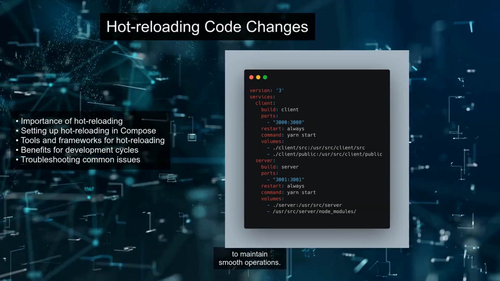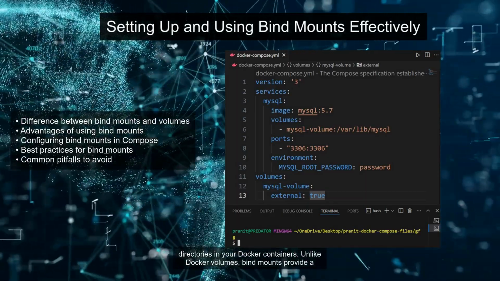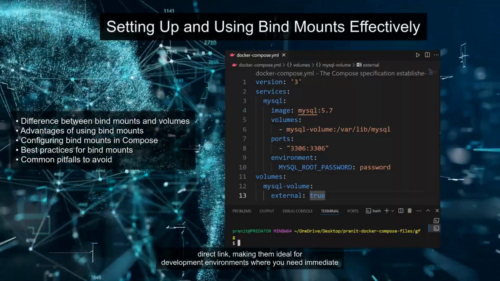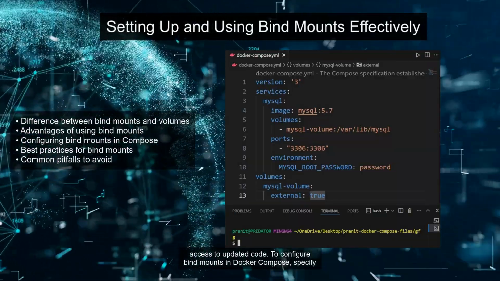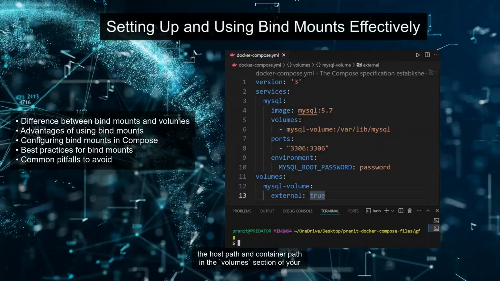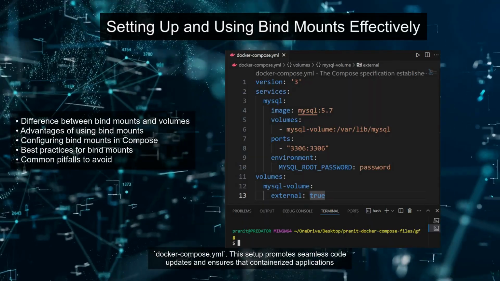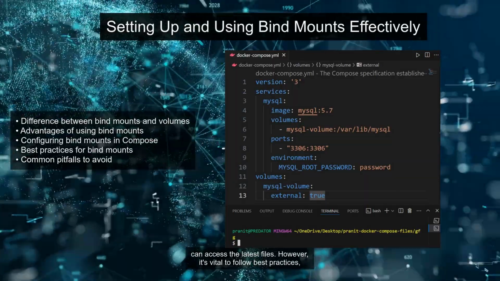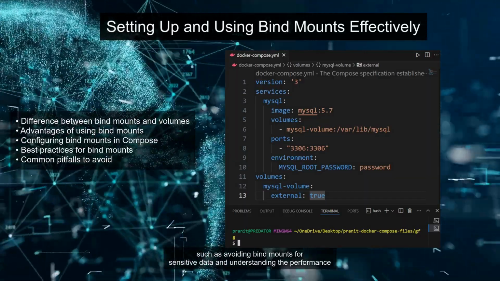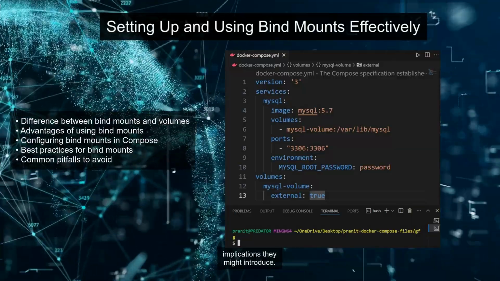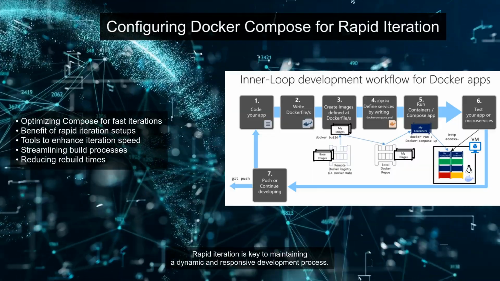maintain smooth operations. Bind mounts allow you to link directories on your host machine to directories in your Docker containers. Unlike Docker volumes, bind mounts provide a direct link, making them ideal for development environments where you need immediate access to updated code. To configure bind mounts in Docker Compose, specify the host path and container path in the volumes section of your docker-compose.yml. This setup promotes seamless code updates and ensures that containerized applications can access the latest files. However, it's vital to follow best practices, such as avoiding bind mounts for sensitive data and understanding the performance implications they might introduce.